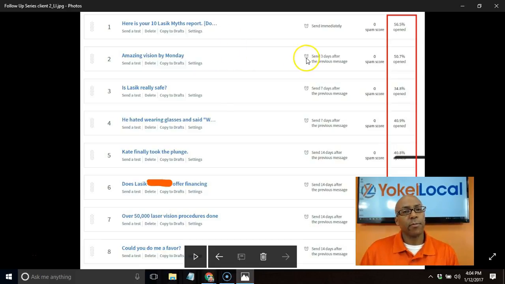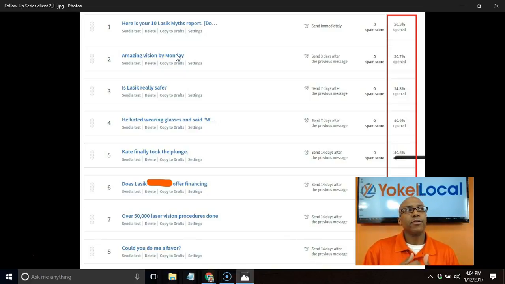Number 2, just a couple days later, we're now starting to move this particular buyer persona into what I would call believing that they can have it. Let me use a better phrase for that. The title is Amazing Vision by Monday. So we're sort of future pacing that they could literally be out of glasses by Monday.